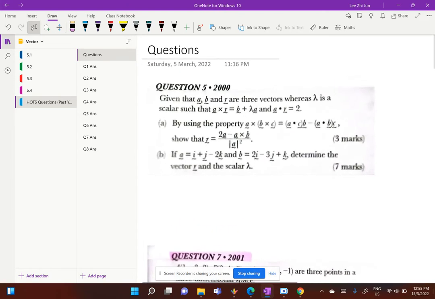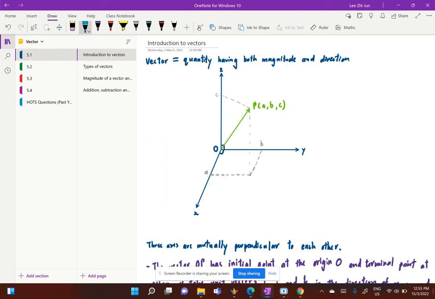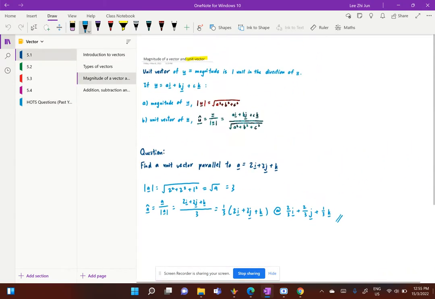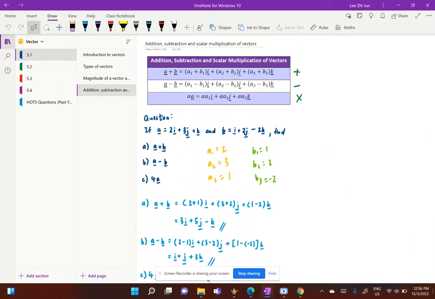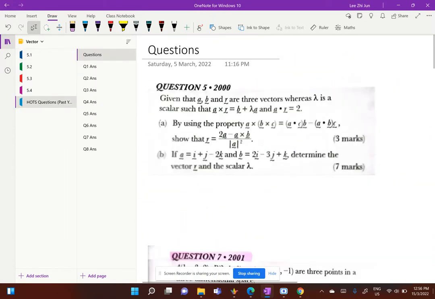Given that A, B, and R. This question I discussed before in chapter 5.1 or 5.2. Yeah, I remember I have discussed it. Okay, never mind, I'll just explain one more time.